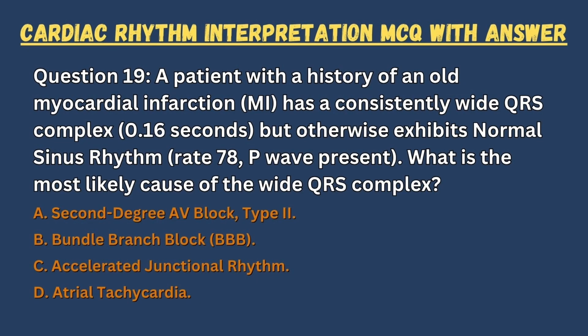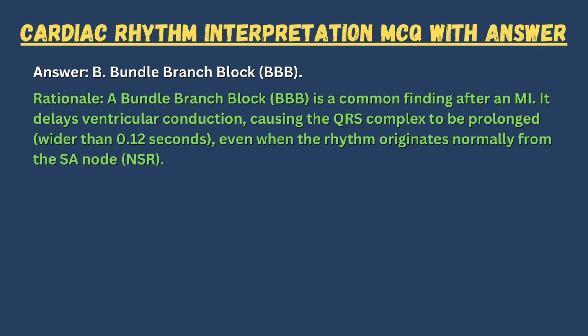Question 19. A patient with a history of an old myocardial infarction, MI, has a consistently wide QRS complex, 0.16 seconds, but otherwise exhibits normal sinus rhythm, rate 78, P wave present. What is the most likely cause of the wide QRS complex? A. Second-degree AV block, type 2. B. Bundle branch block, BBB. C. Accelerated junctional rhythm. D. Atrial tachycardia. Answer: B. Bundle branch block, BBB.